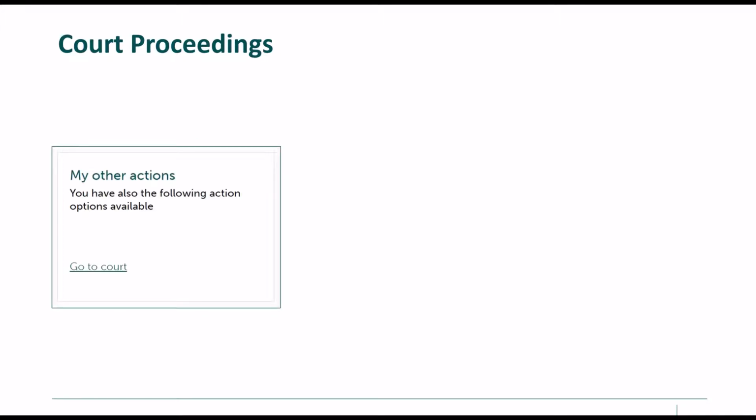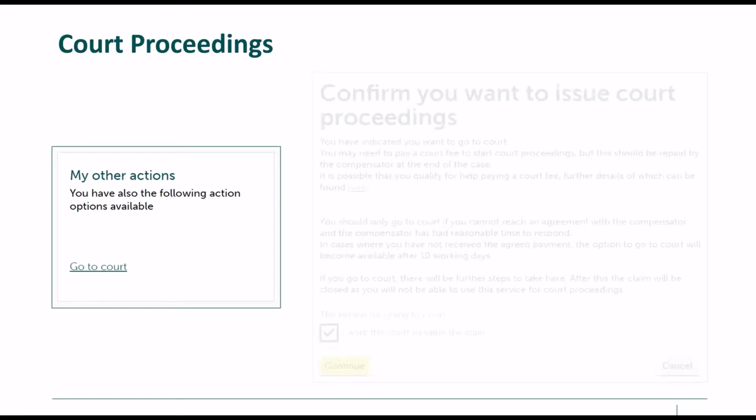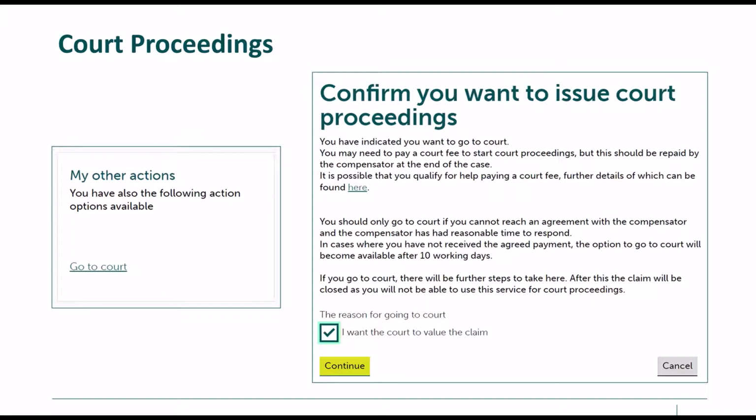As mentioned earlier, the customer can start court proceedings at any point once the offer has been received. In their claim dashboard, they're provided with a My Other Actions section and the link seen here. By clicking on Go to Court, they're provided with the information shown on screen now and asked to confirm that they wish to proceed to issue court proceedings. They are notified at this point that if they do proceed, the claim will move out of the portal and be dealt with in court and the compensator directly.